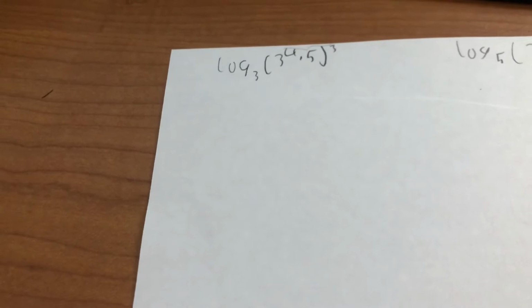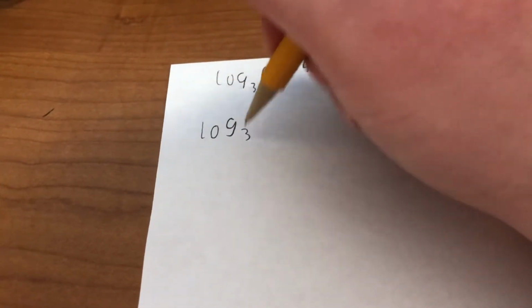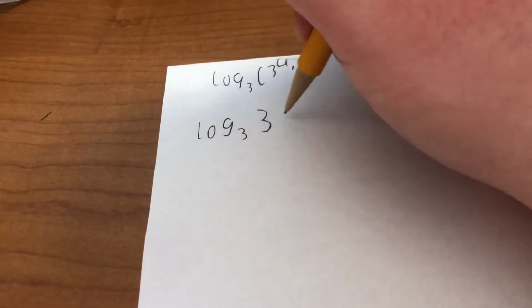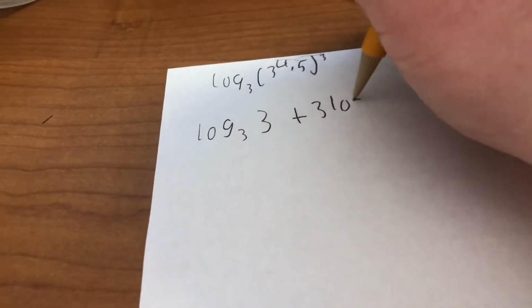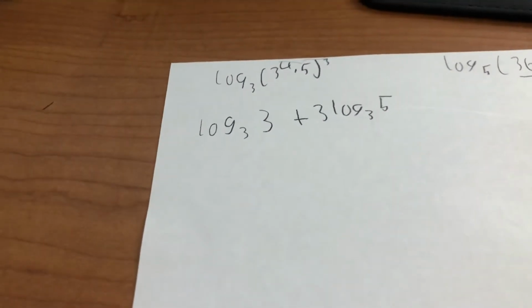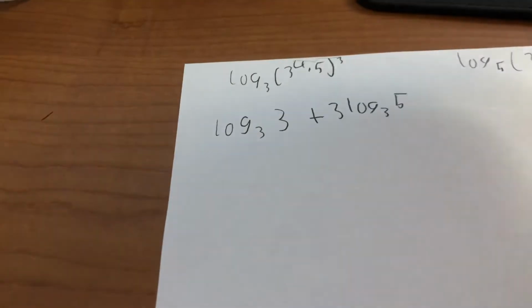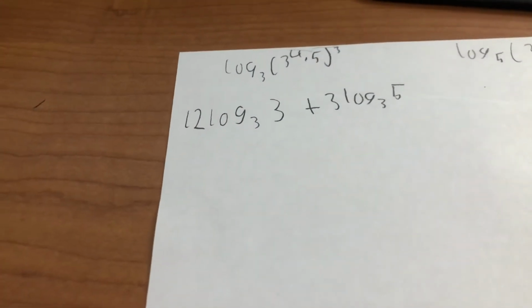Now, excuse me, what we want to do now is write the expanded form, which is log the base of 3 to the 3 plus 3 to the log of 3, or the base of 3, and then 5. Now, in the front, we need to write 12 because 3 times 4 equals 12.